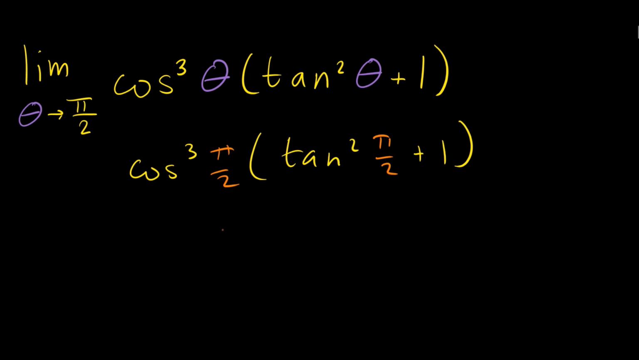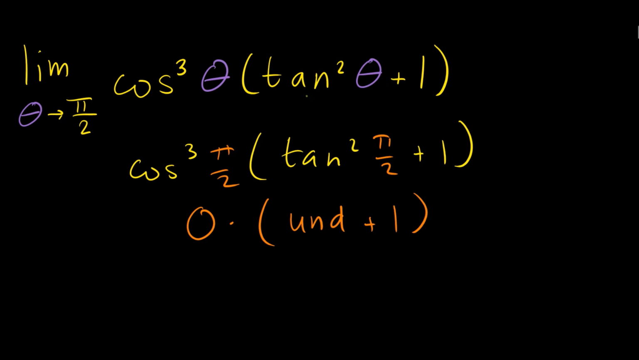So cosine of pi over 2 is just going to be 0, and 0 cubed is still 0. So we'll have 0 times tangent of pi over 2, which is undefined. Undefined squared doesn't really make sense, but it's still undefined, so that'll be undefined plus 1. So we have a 0 times undefined, which is an indeterminate form. Once again, we have to do some kind of algebra to figure out what this problem should end up being.